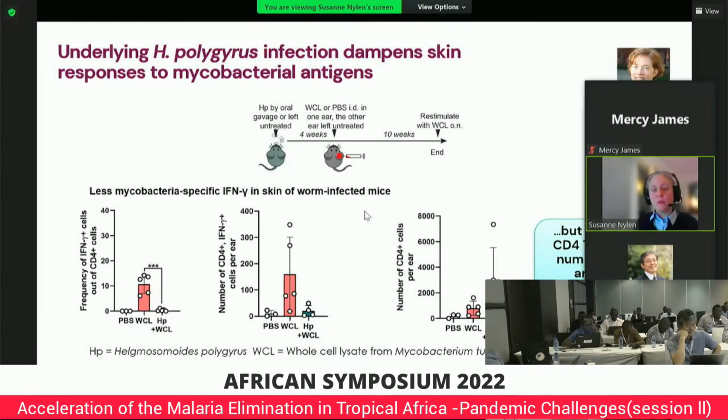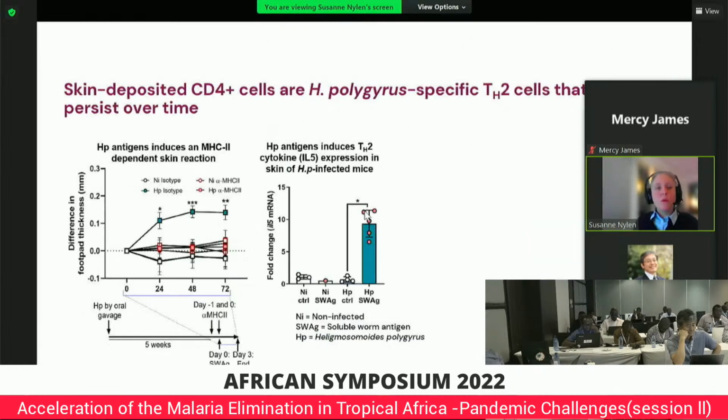We also found that in the skin, in this non-immune tissue, CD4 cells are deposited, and that these are worm-specific CD4 T cells, shown in this figure where we have the worm-infected mice and look at the foot pad swelling in response to the worm. And if we block with MHC class 2, which is on the antigen-presenting cells, we can mute the response.